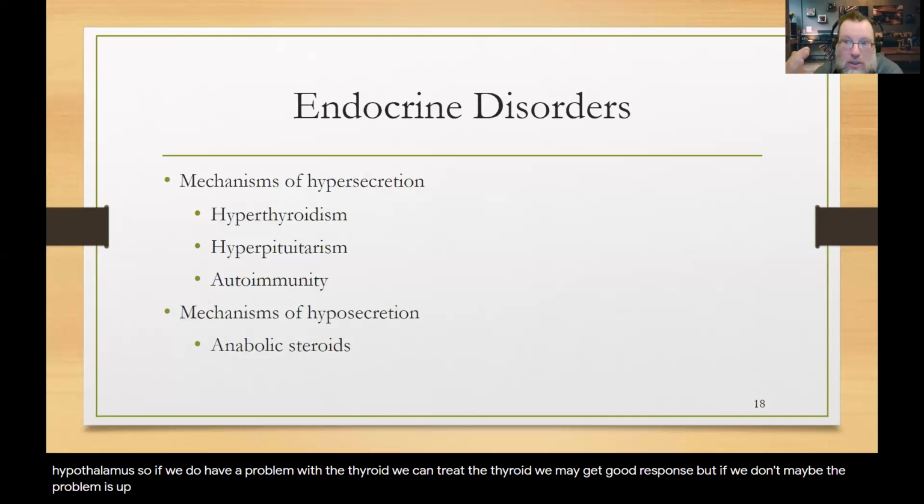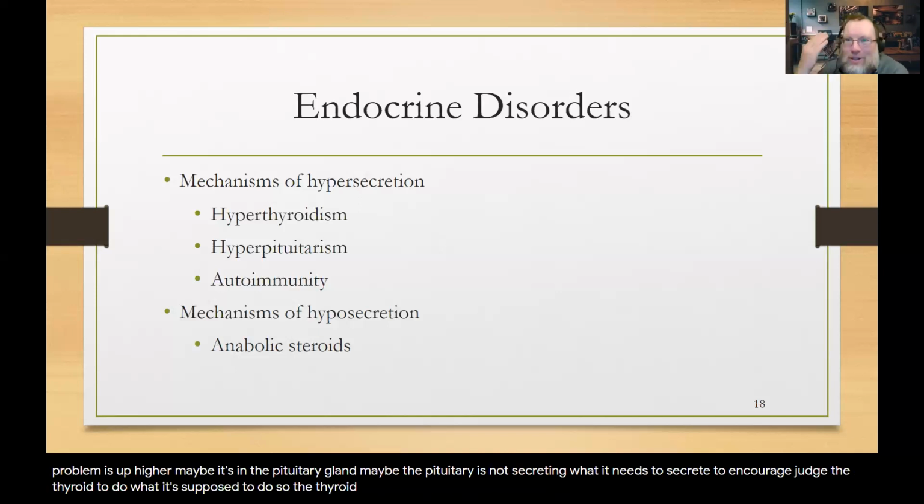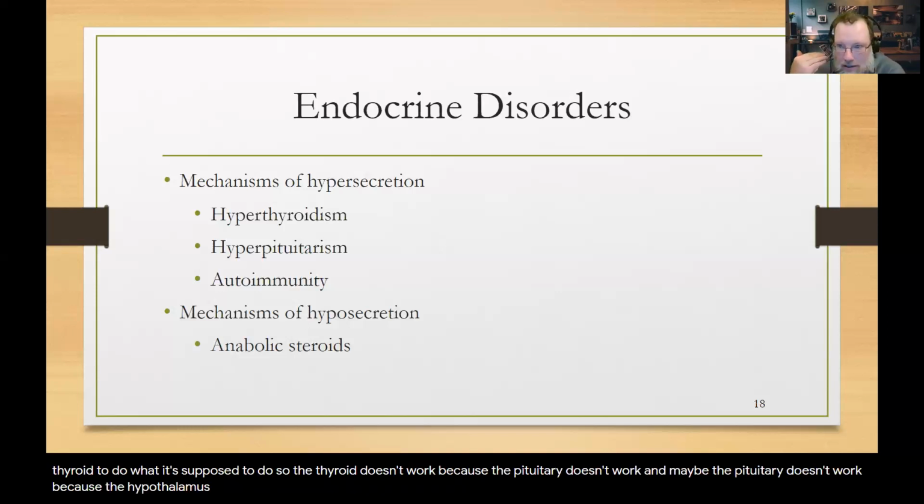Maybe it's in the pituitary gland. Maybe the pituitary is not secreting what it needs to secrete to encourage the thyroid to do what it's supposed to do. So the thyroid doesn't work because the pituitary doesn't work. And maybe the pituitary doesn't work because the hypothalamus doesn't work, because the hypothalamus tells the pituitary what to do. The pituitary tells everybody else what to do.